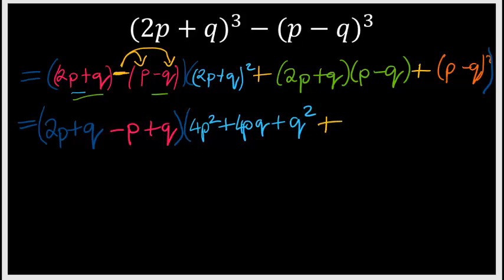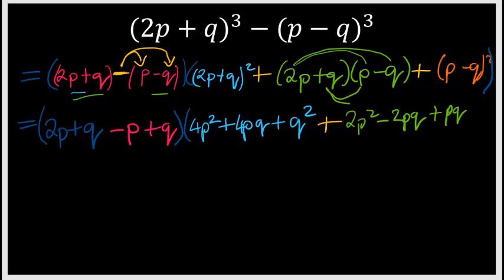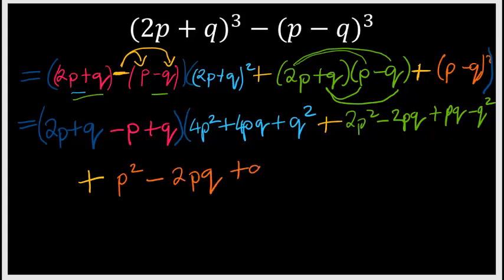All right. Next up, I'm going to add my green. So I'm doing the FOIL method. First with first, 2p times p gives me 2p squared. Outer with outer, 2p times minus q gives me minus 2pq. Inner with inner gives me plus pq. And last with last gives me minus q squared. All right. Next up, I'm going to do this plus sign over here, so I'm adding. I'm out of space, but this is all one line. And we're going to do the orange bracket, which is going to be p squared minus 2pq plus q squared. And that is my second bracket.